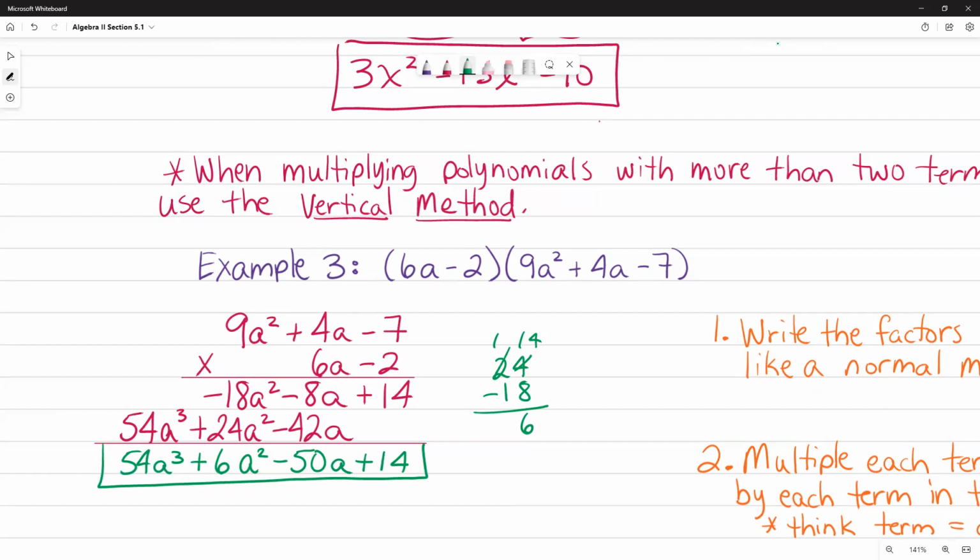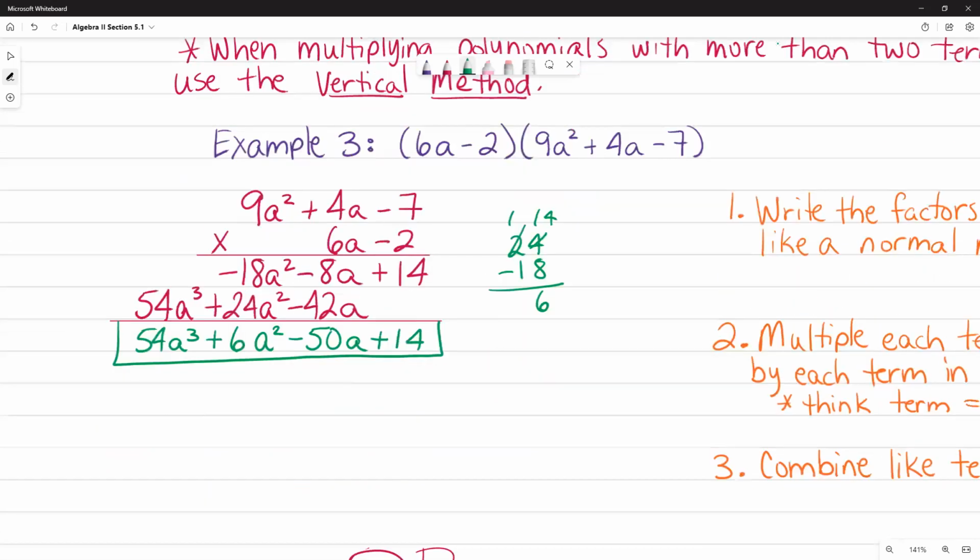Oh, it's a monster, but we're not going to have to multiply. We don't know what a is. Right now, we're just learning how to put them together. We're not solving any equations yet.